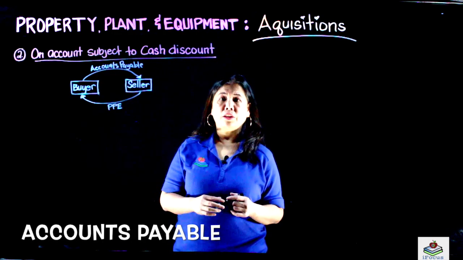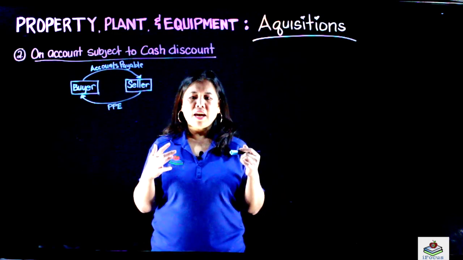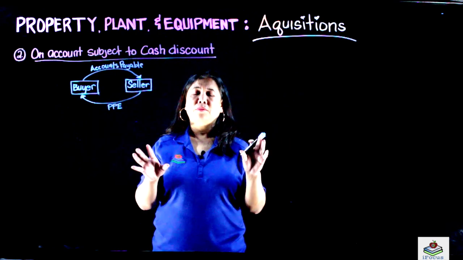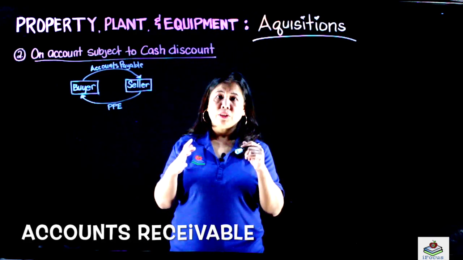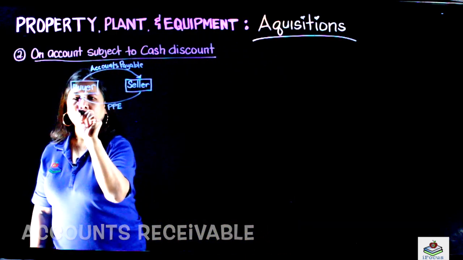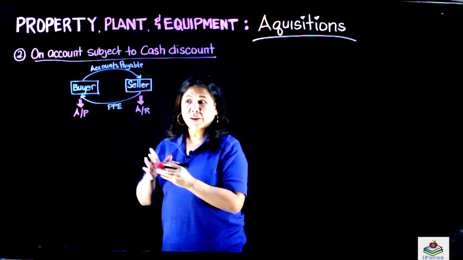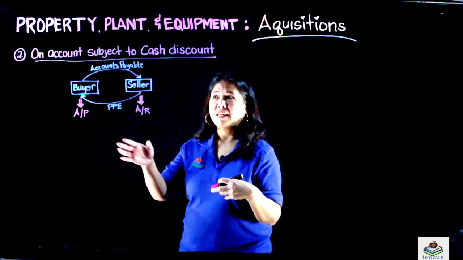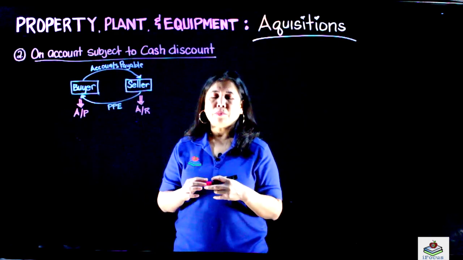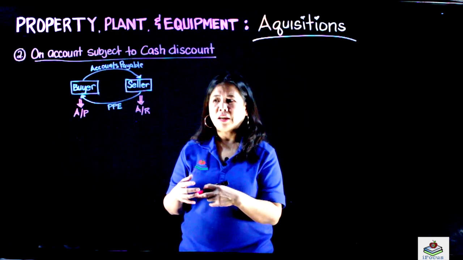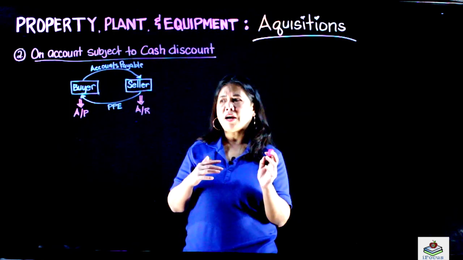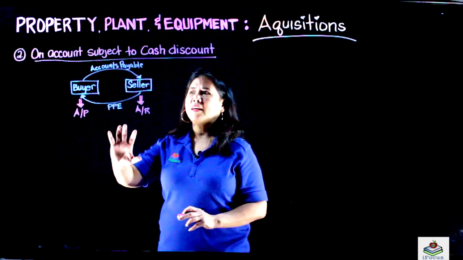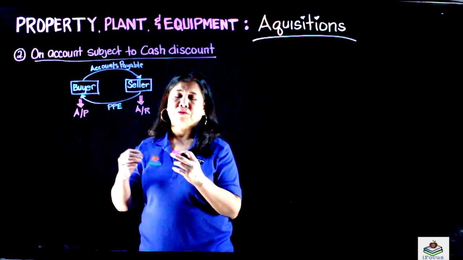On the books of seller naman, though hindi natin papakialaman ang books ni seller, si seller, i-record niya yan as an accounts receivable. Si buyer, i-record niya as an accounts payable. Si seller naman, on the books of the seller, i-record niya ito as accounts receivable. Pero magpo-focus tayo sa accounts payable dahil si buyer ang naka-receive ng PPE.